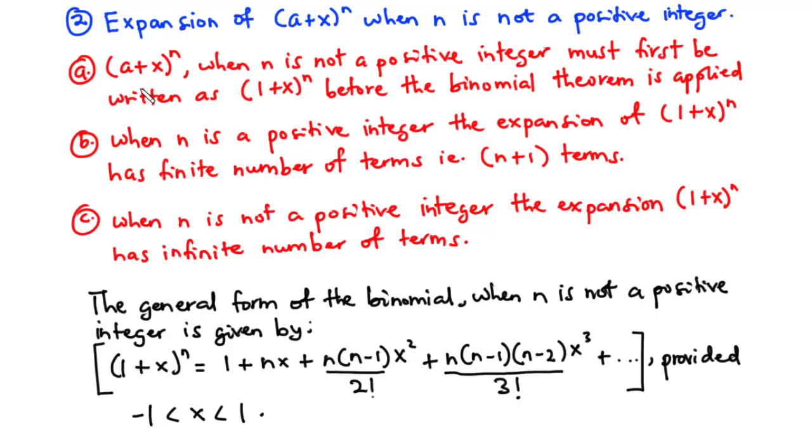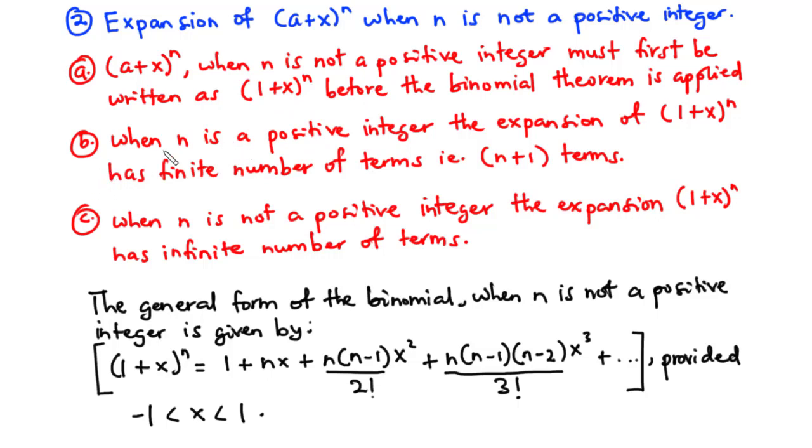A. Given a binomial (a + x)^n when n is not a positive integer, then this binomial must first be written in the form (1 + x)^n before the binomial theorem is applied. So basically, if you have a binomial in the form (a + x)^n when n is not a positive integer, then this binomial needs to be written in the form (1 + x)^n before the binomial theorem is applied.